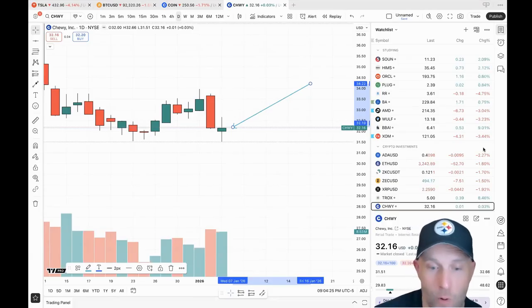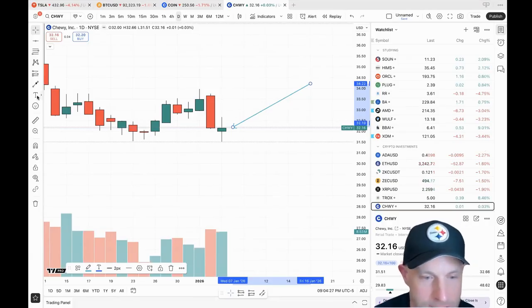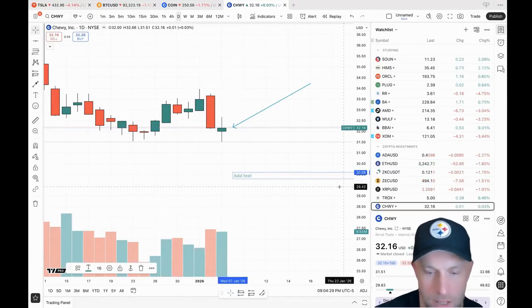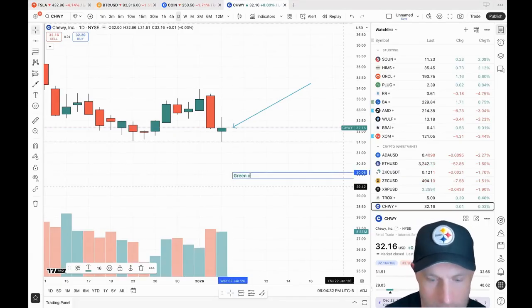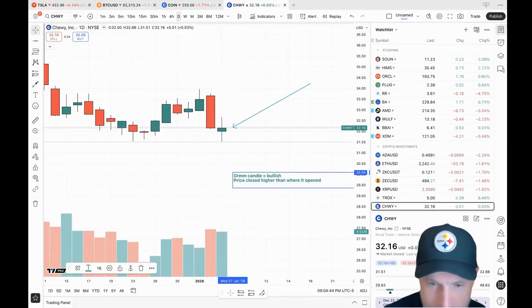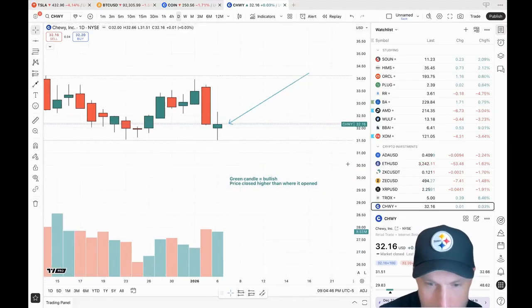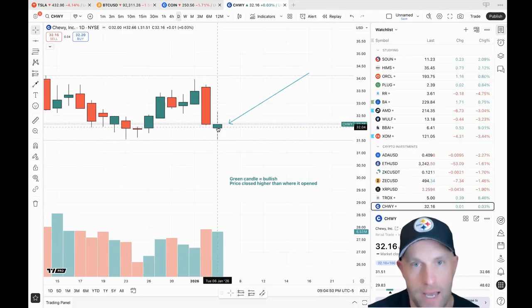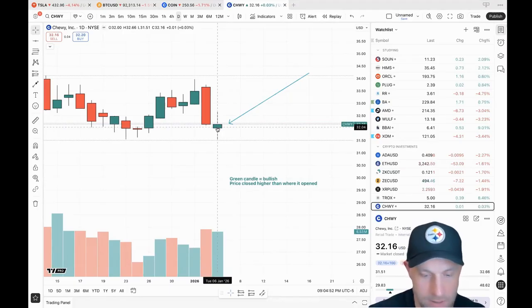Yep. So it's bullish. And so let me explain. I'm going to type this here on the screen for you guys. A green candle is bullish, and it means that the price closed higher than where it opened. And I'm going to show you this here in a second so you can understand it. Okay. So this candle that we're looking at is from today. So this candle represents January 6, 2026.